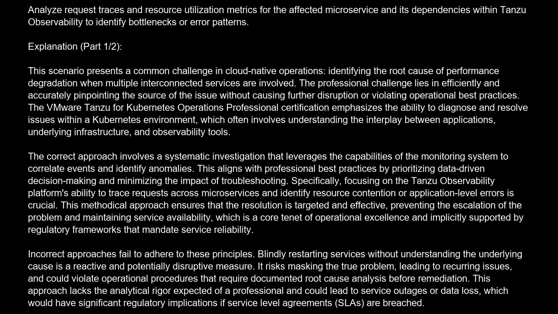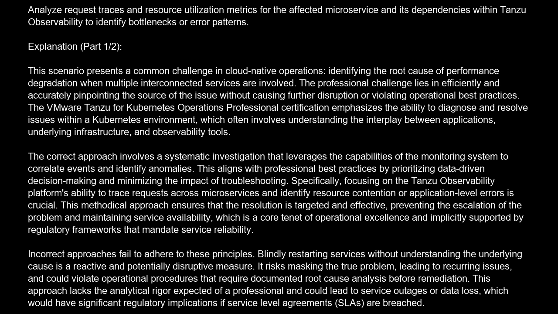The correct answer is C. Analyze request traces and resource utilization metrics for the affected microservice and its dependencies within Tanzu observability to identify bottlenecks or error patterns. Explanation. This scenario presents a common challenge in cloud-native operations, identifying the root cause of performance degradation when multiple interconnected services are involved.